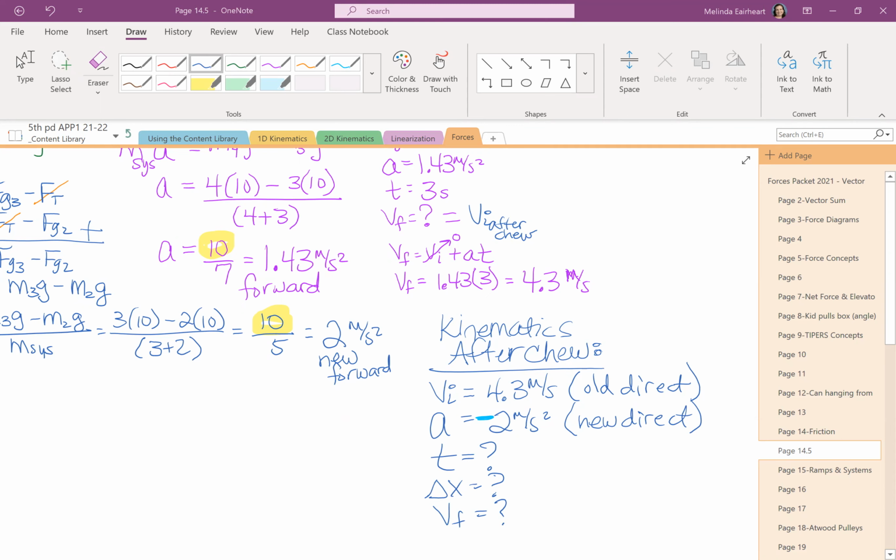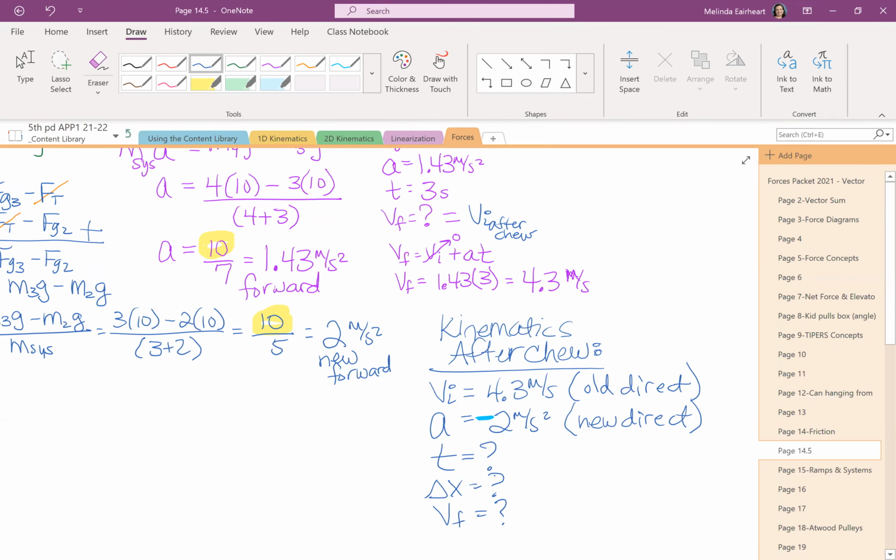There it is. So yeah, before the chew, 1.4, after the chew, 2. And yeah, that's all they solved for, was the accelerations. So it originally sounded like we wanted to compare the times, but we don't know enough. We'd have to actually be given a time frame or a distance or final velocity. It's not going to come to a stop though and stay at a stop. Yes?